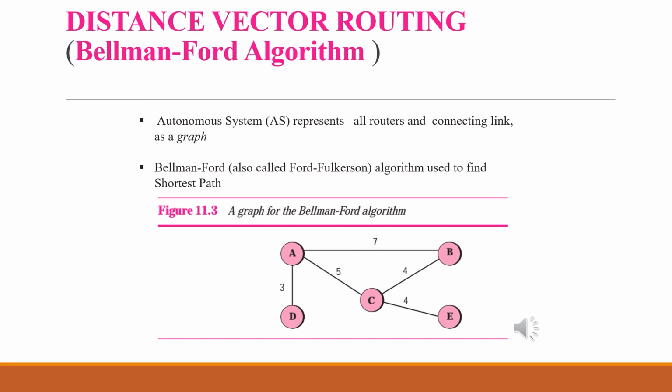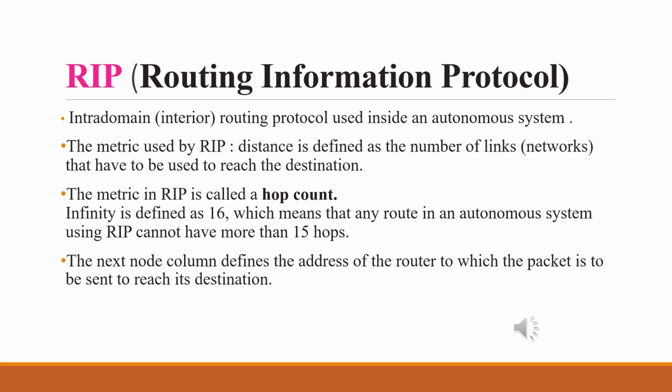Normally, distance vector routing algorithm uses hop count. RIP stands for Routing Information Protocol and it is used in autonomous system. Distance is a metric used by RIP. For that reason, RIP uses hop count to find the shortest path. Infinity is defined as 16, which means that any route in an autonomous system using RIP cannot have more than 15 hops. The next node column defines the address of the router to which the packet is to be sent to reach its destination.